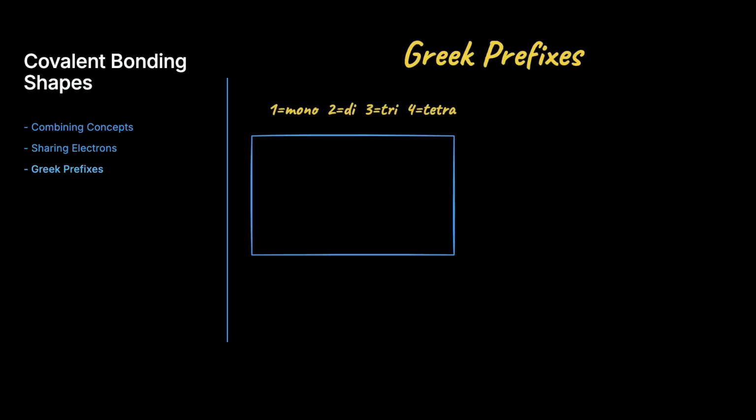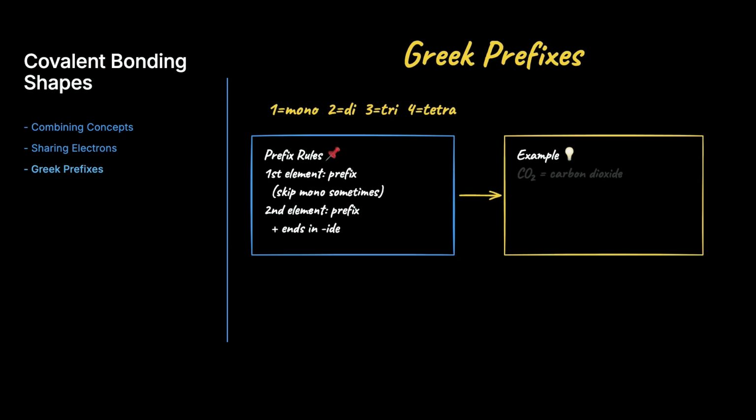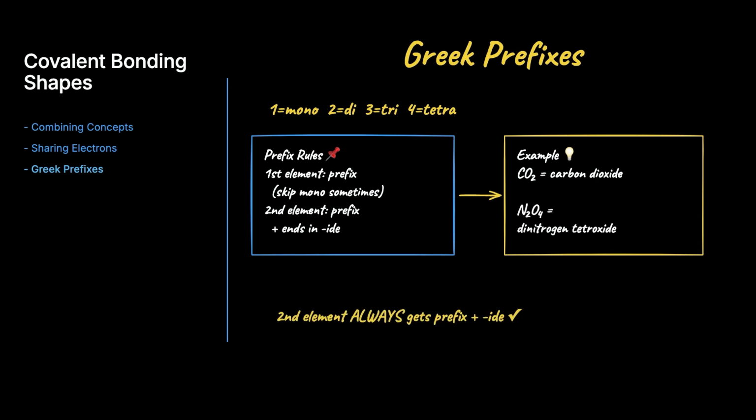Naming these molecular compounds is where Greek prefixes finally come into play, the big contrast with ionic naming. The prefixes tell you how many of each atom are present. 1 is mono, 2 is di, 3 is tri, 4 is tetra, and so on upward. The second element always takes a prefix and ends in ide.